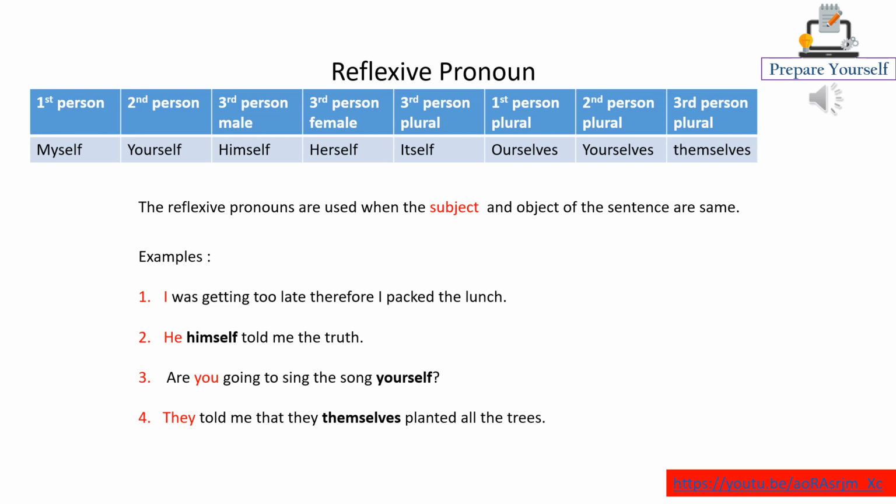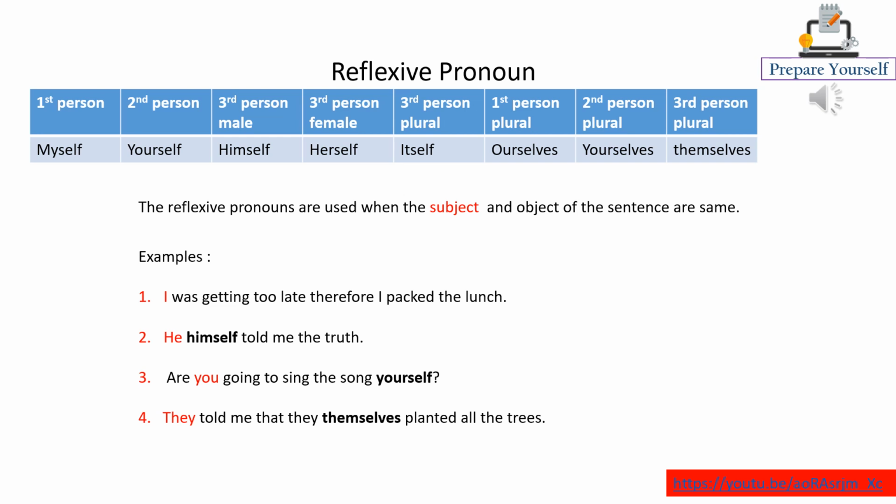I was getting too late, therefore I packed the lunch myself. Here I is the subject and myself is the object. Both are same. I is the first person singular, whereas myself is the first person singular of reflexive pronoun. He himself told me the truth. Here he is the third person and himself is the third person of reflexive pronoun.